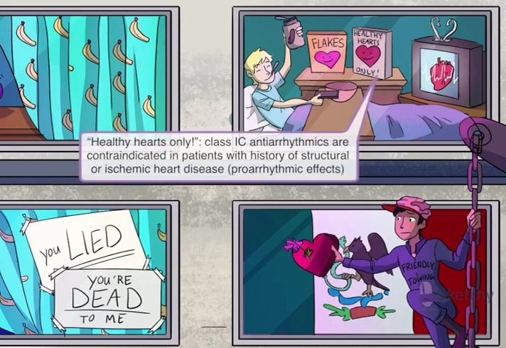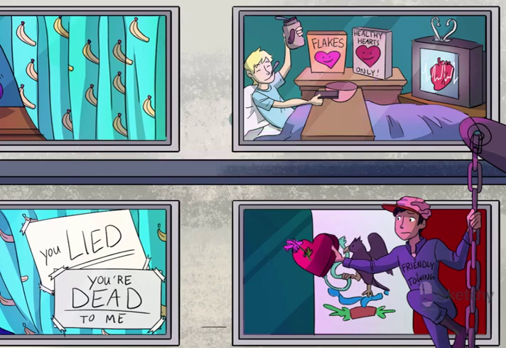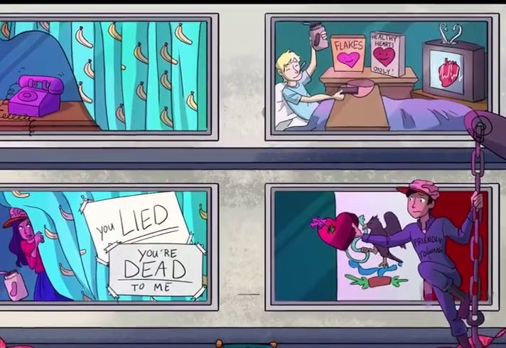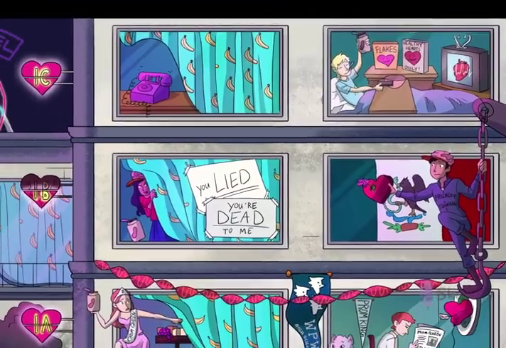This can promote arrhythmias, especially in patients with ischemic or structural heart disease. Notice that his flakes are part of a heart-healthy, balanced breakfast. Healthy hearts only, please. Class 1C drugs are contraindicated in patients with any history of structural or ischemic heart disease, especially post-MI, because of these pro-arrhythmic effects. All right, it's now or never, so let's sum up this sketch.